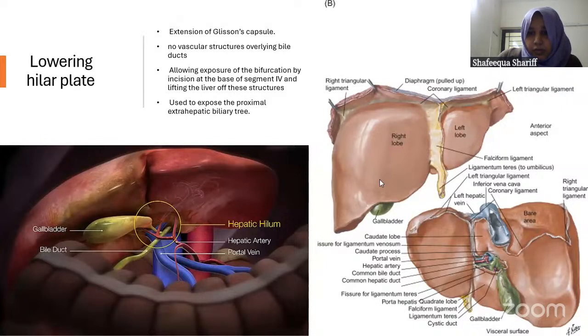So moving on to some more anatomy. This is important mainly during laparoscopic cholecystectomy. So this is the undersurface of the liver. The undersurface of the liver has something called the hilar plate, that is the porta hepatis, where all the main vascular structures enter into the liver. It is like an opening to the liver, which has the hepatic artery, portal vein, and the bile duct. It is an extension of the Glisson's capsule. So when the hilar plate is lowered, you can see that the vascular structures will move away. So this allows for the exposure of the extrahepatic biliary tree, and helps in easy access to the proximal extrahepatic biliary tree.